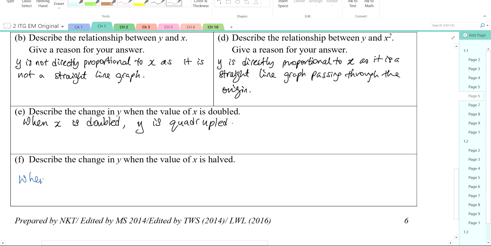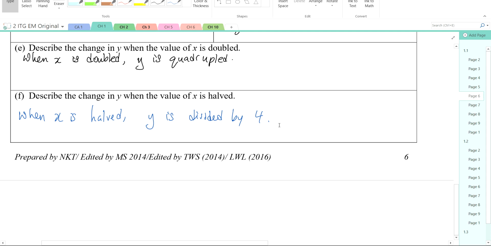When x is halved, y is divided by 4. Okay, so that's the relationship that we can see. Later on there will be more examples that allow us to explore it further. Can I move on to the next page?